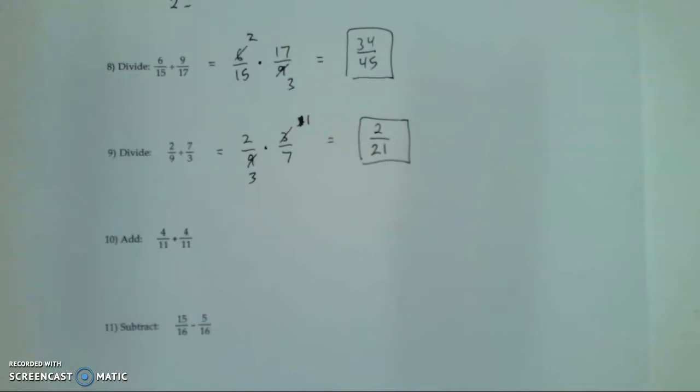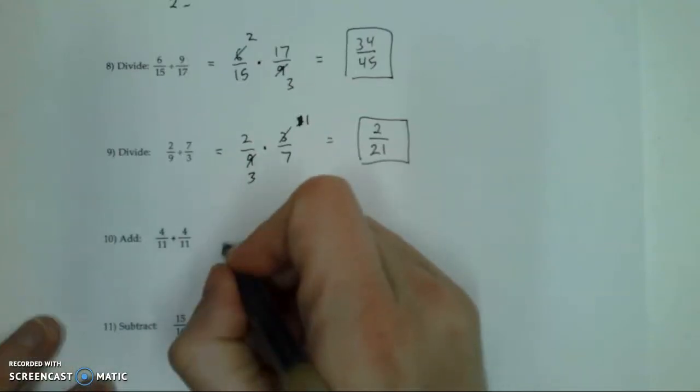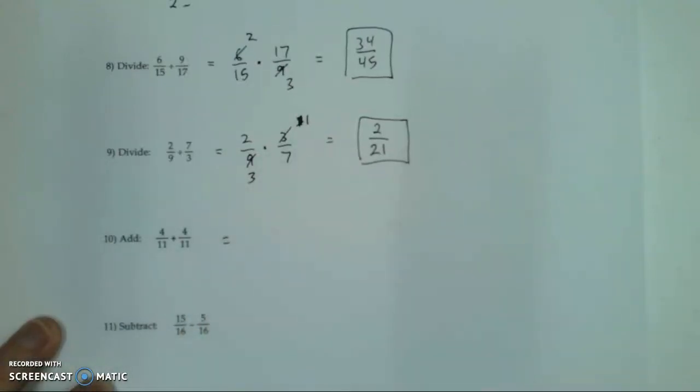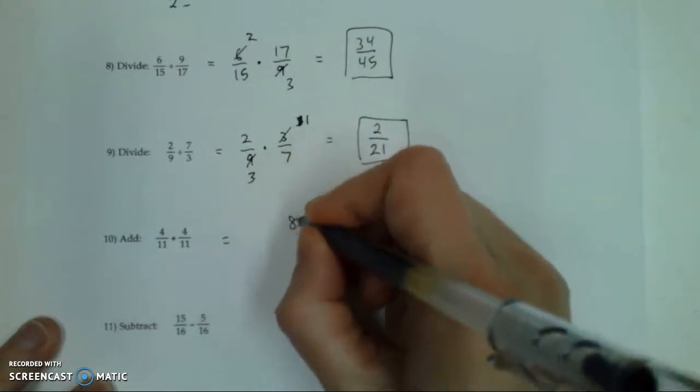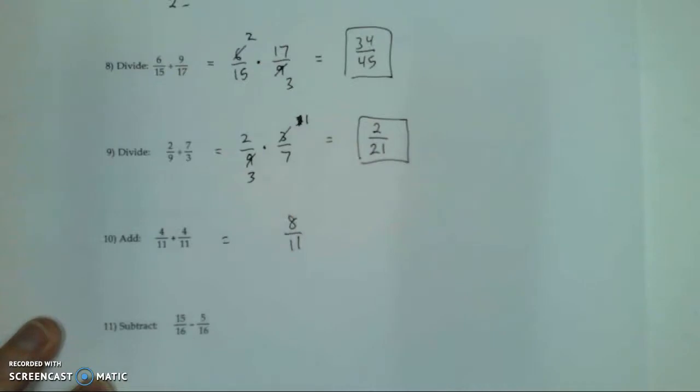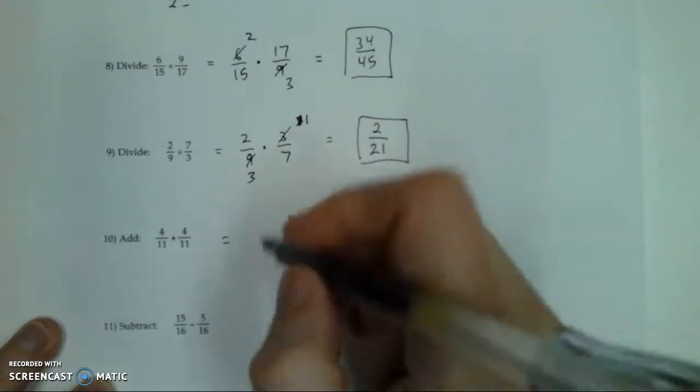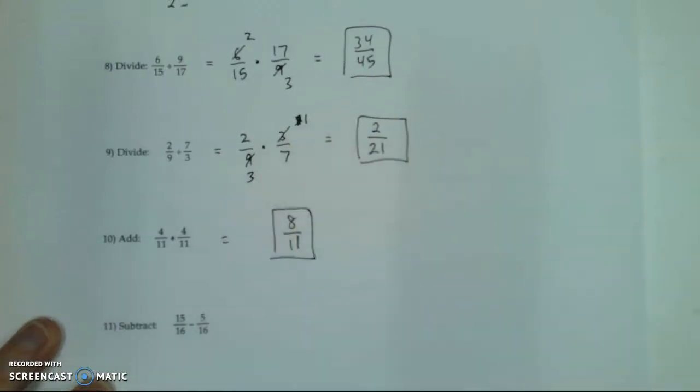Let's also look at adding and subtracting. Now, in order to add or subtract, I must have the same denominator. Let's start with ones that already have that, since those are a little bit easier. For these, once the denominators are the same, I either add or subtract the numerators. So 4 plus 4 is 8. I leave the denominator the same. And again, I double check, can I reduce that? I cannot. So that is my final answer.